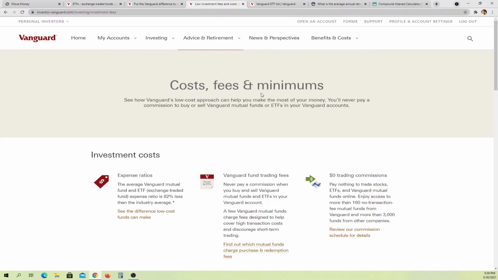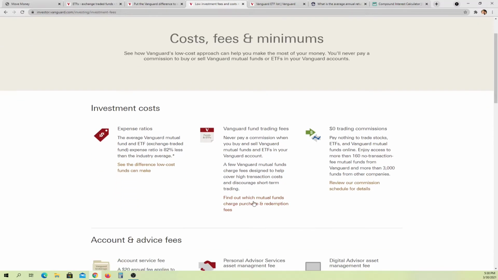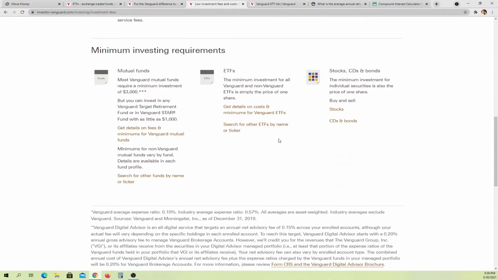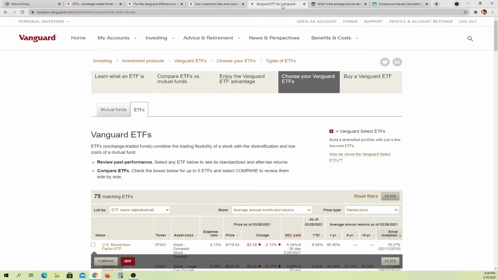Cost and fees and minimums, next tab. The expense ratio of the average Vanguard mutual fund and ETF is 82% less than the industry average. Vanguard fund trading fees: never pay a commission when you buy or sell Vanguard funds. Zero trading commissions. All good things that are just going to leave more money in your account. That's what all this is saying. Going to the next tab here.